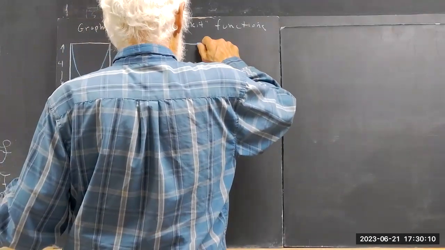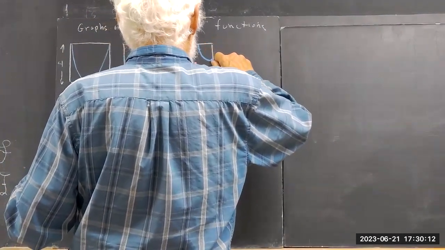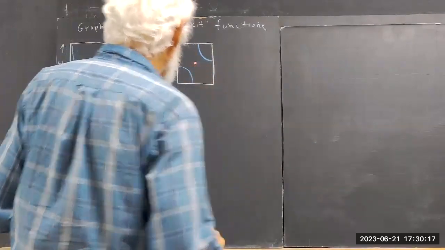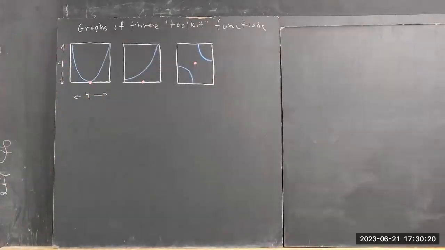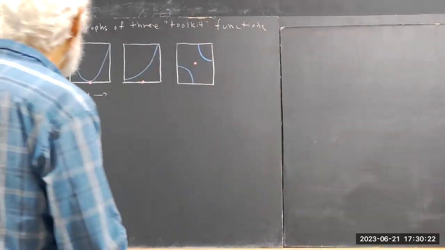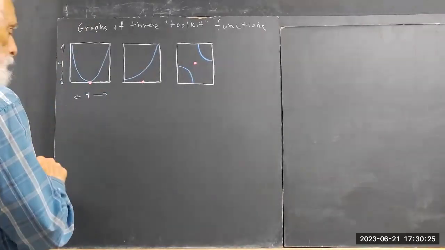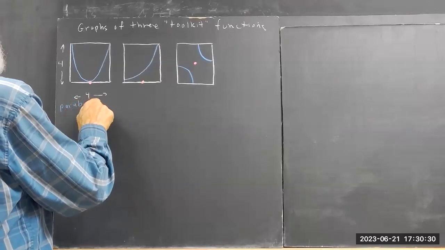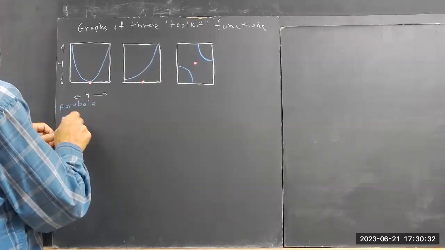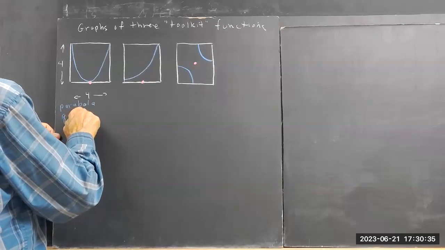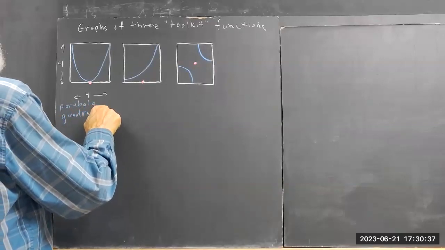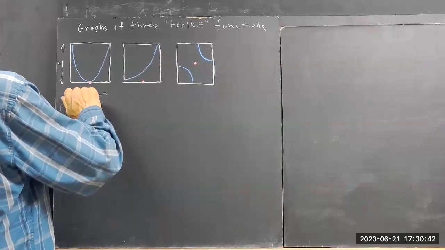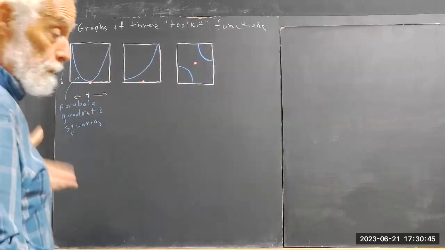Okay, now I've got to block the board here for a second. I don't want to mess this up, and it's necessary. Okay, there are three toolkit functions. This is a parabola. It's your basic quadratic function, or your basic squaring function. The formula is y equals x squared.